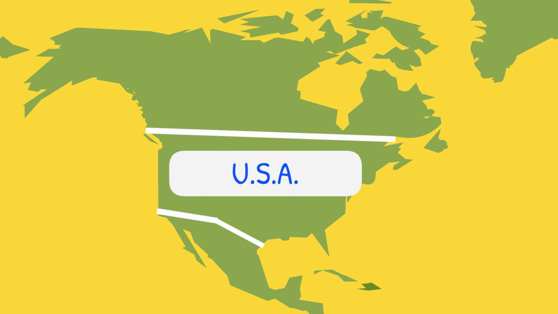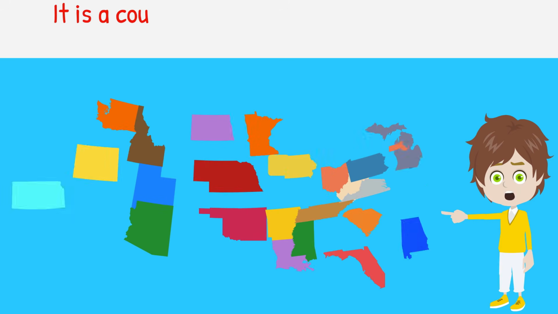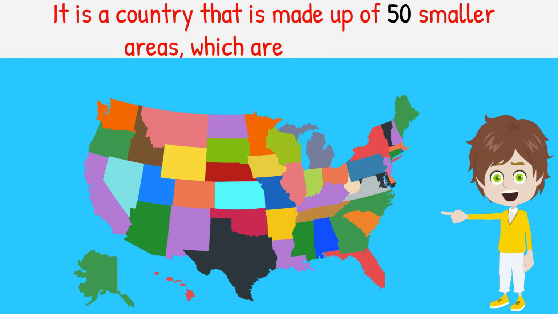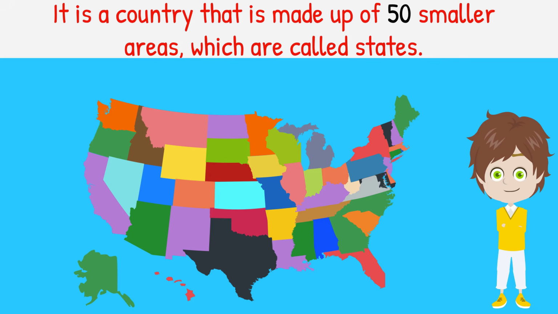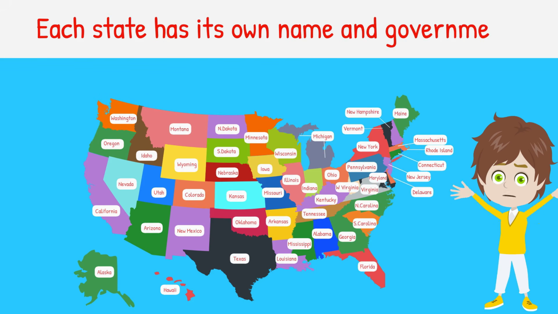To the north of the USA is Canada, and to the south is Mexico. It is a country that is made up of 50 smaller areas, which are called states. Each state has its own name and government.